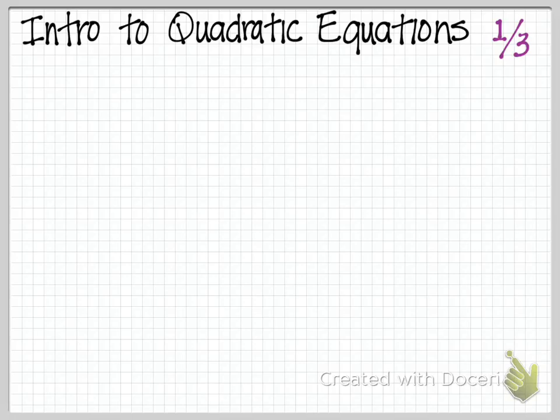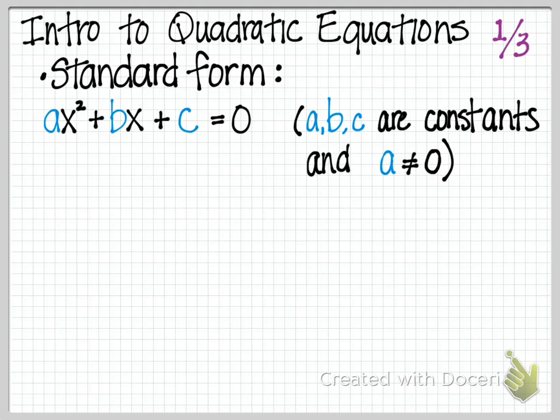This is the first of 3 lessons on the quadratic equation. We're going to look at the quadratic equation in standard form, where we have ax squared plus bx plus c equals 0. A, b, and c are constants, and a does not ever equal 0. If it did, you wouldn't have your variable being squared, so you wouldn't have a second-degree polynomial, therefore you wouldn't have a quadratic equation.